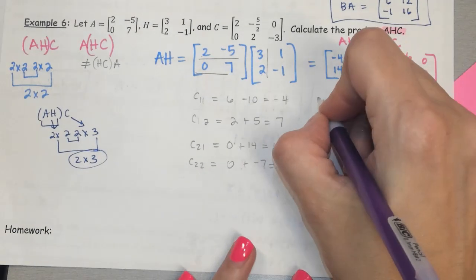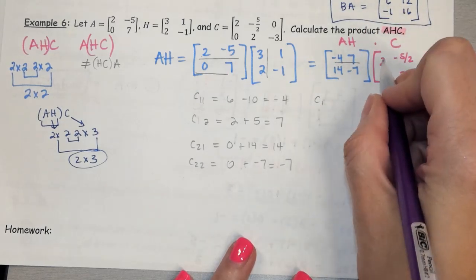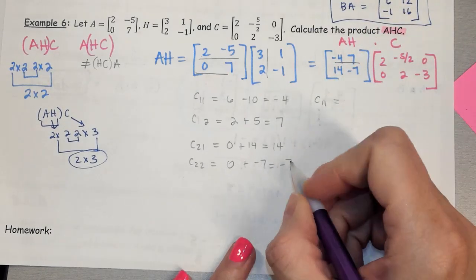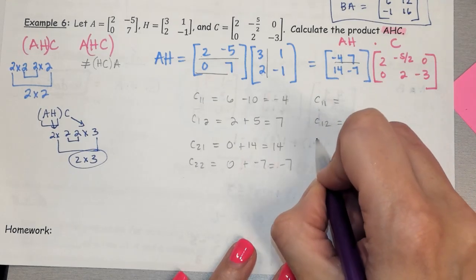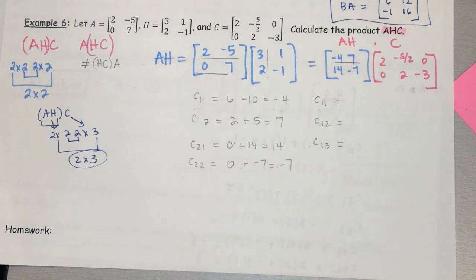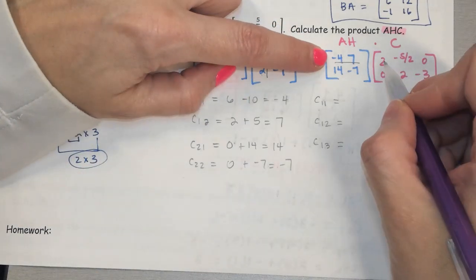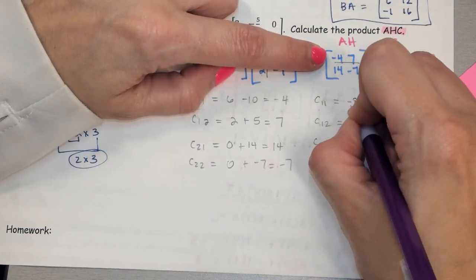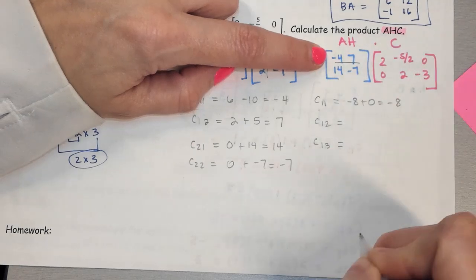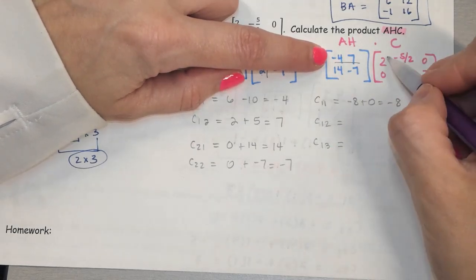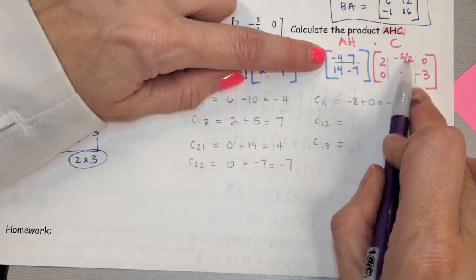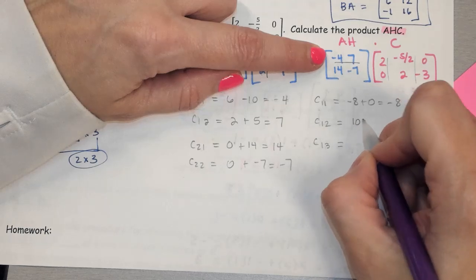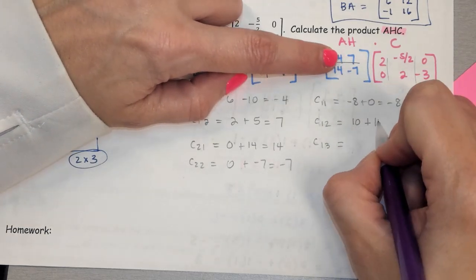Okay, so I'm going to do the first row, and then how many columns do I have? 3. So I have to find C11, C12, and C13. And multiply first by the first. So it's negative 8 plus 0, negative 8. Okay, so now we're doing the second row. Negative 4 times negative 5 is 20. 20 divided by 2 is 10. 7 times 2 is 14.